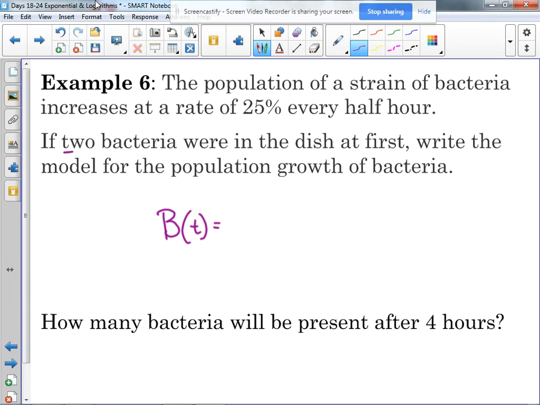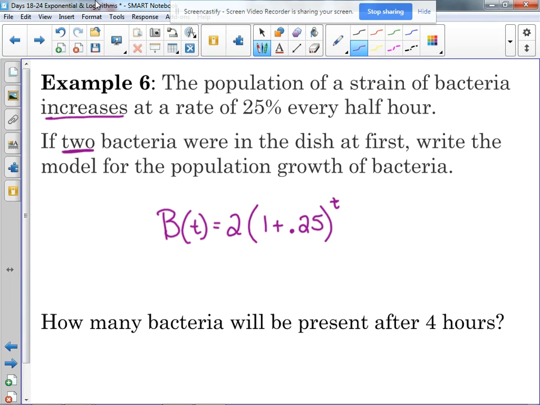We needed an initial amount. We started with 2 bacteria. We are increasing, so we're going to do 1 plus our rate expressed as a decimal. This is exponential growth that you learned in Math 3, 1 plus the rate raised to the t.